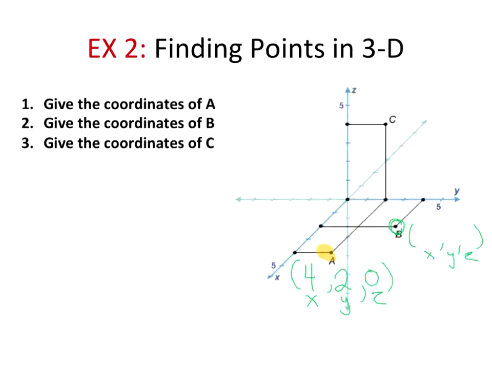Great job. Everyone who is typing it in online, you did a fabulous job so far. So X is 2 because it came forward 2. Y, it went to the right 4. And Z, it's not up or down at all. Yes, you are very smart. Very smart. Let's try C.